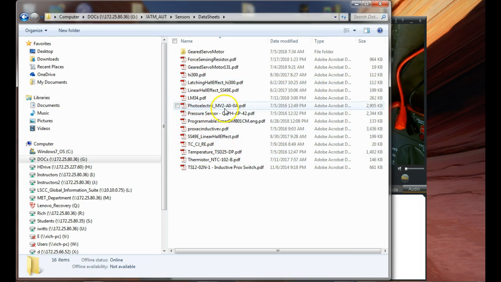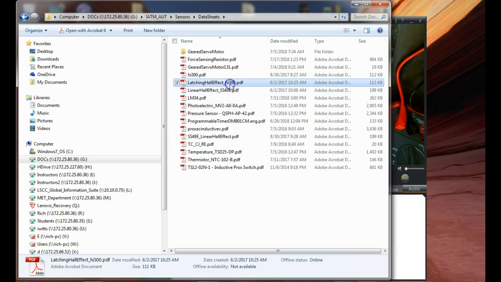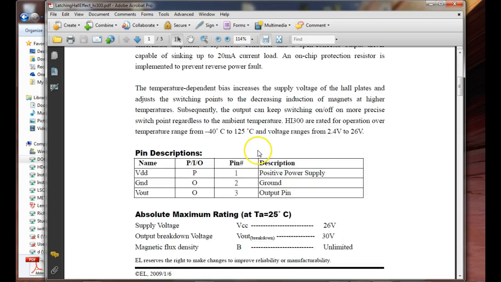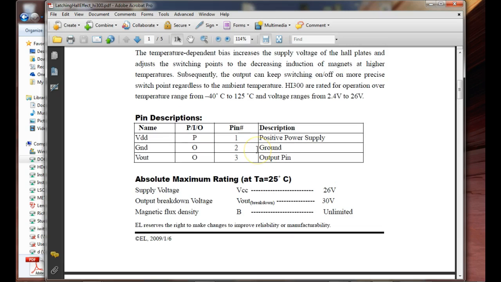So this is a latching Hall effect, an HI300. So this is a switch. So this is latching. And these are your 3 wires. So pin 1 would be what? Your positive power supply. Pin 2 would be your ground, and then the output would be pin 3. Is that right? Very simple wire up. And then the other one is a linear.